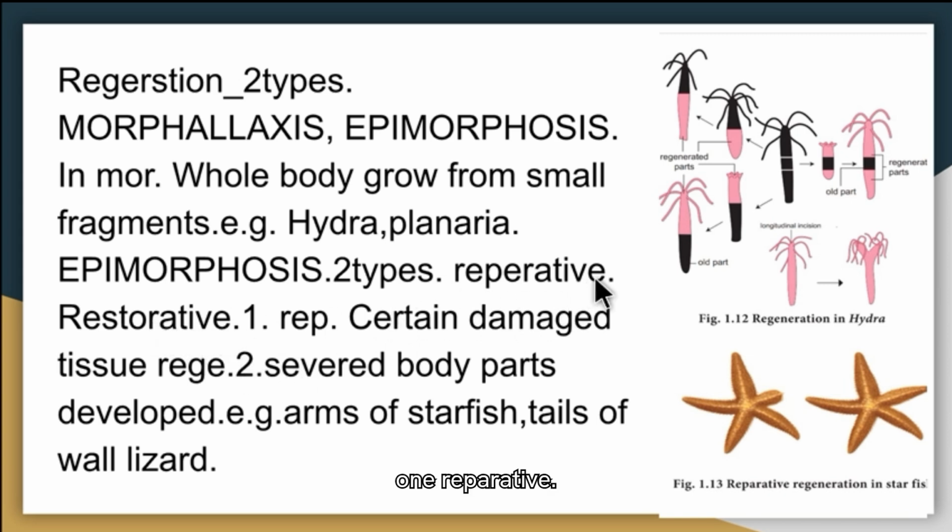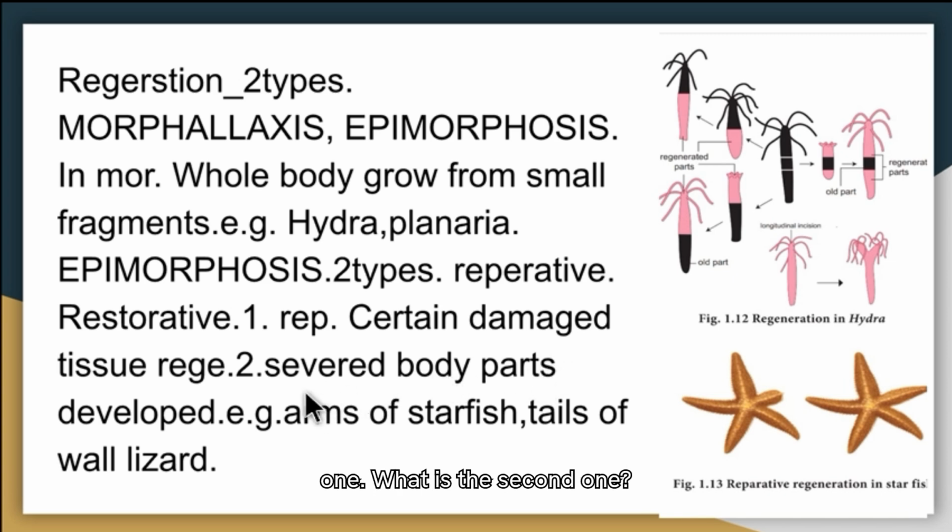The first one, reparative: certain damaged tissues are regenerated. That means in the human body or any other animal body, suppose some of the muscles at any region are damaged, after some time that damaged part is regenerated. In our human body, the best example is our tongue region, our taste buds also regenerate every day. Our liver cells and pancreatic cells are also good examples of regeneration.